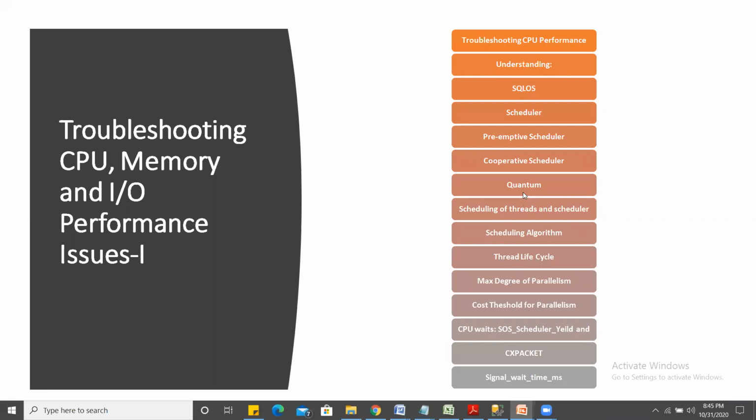tomorrow. Quantum is nothing but a 4 millisecond time that is assigned by the scheduler to a worker thread for the execution of a thread. Then we will discuss how threads are scheduled by the scheduler. We will discuss the scheduling algorithms, preemptive and cooperative, and what is the difference between these two.